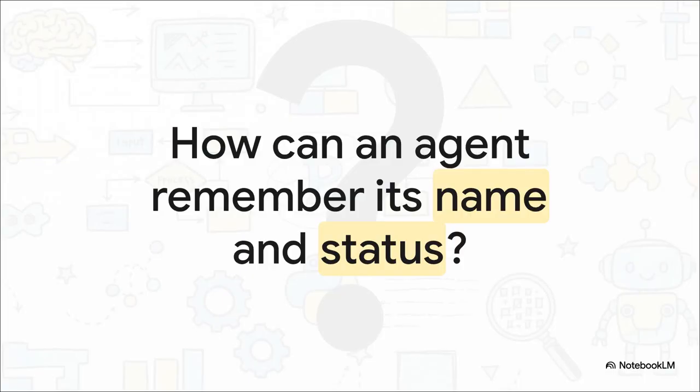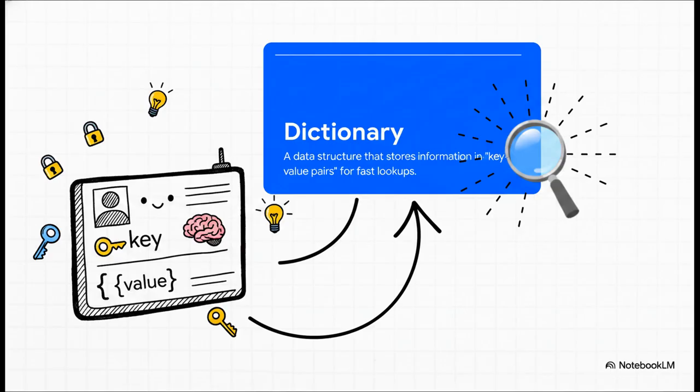One little box isn't going to cut it for long. Real AI agents need to keep track of a whole profile of settings, their name, their version, whether they're active or offline. We need a much more organized way to store all that related info together. And that is where the Python dictionary comes in. It is the perfect tool for this.